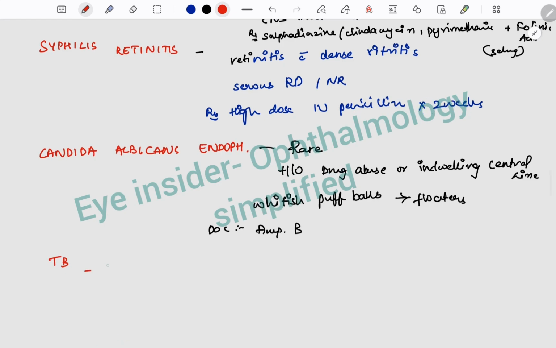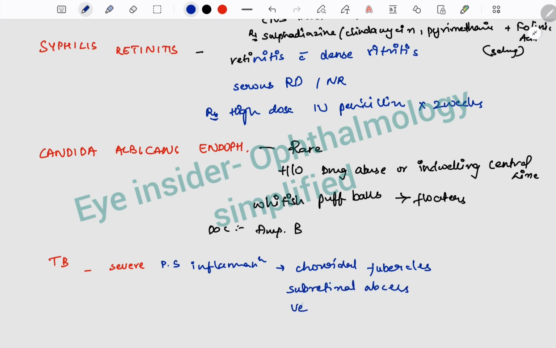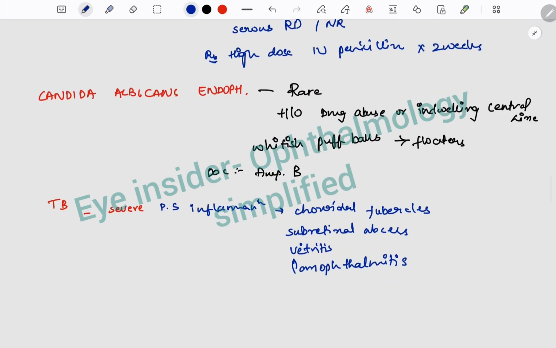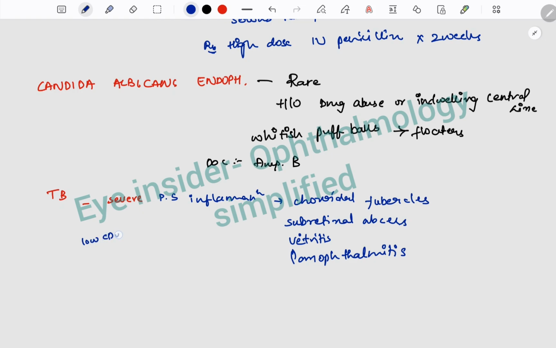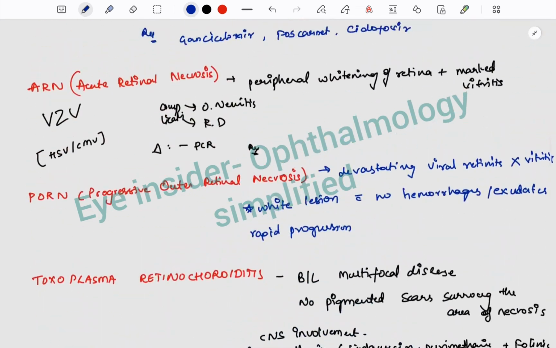Now coming to last but not the least, tuberculosis. Tuberculosis can coexist, that is co-infection, along with AIDS. It causes severe posterior segment inflammation and can lead to choroidal tubercles, subretinal abscess, vitritis, endophthalmitis, and panophthalmitis. And when the CD4 count is very low, it can also lead to CNS tuberculosis, tuberculous meningitis, and so on.